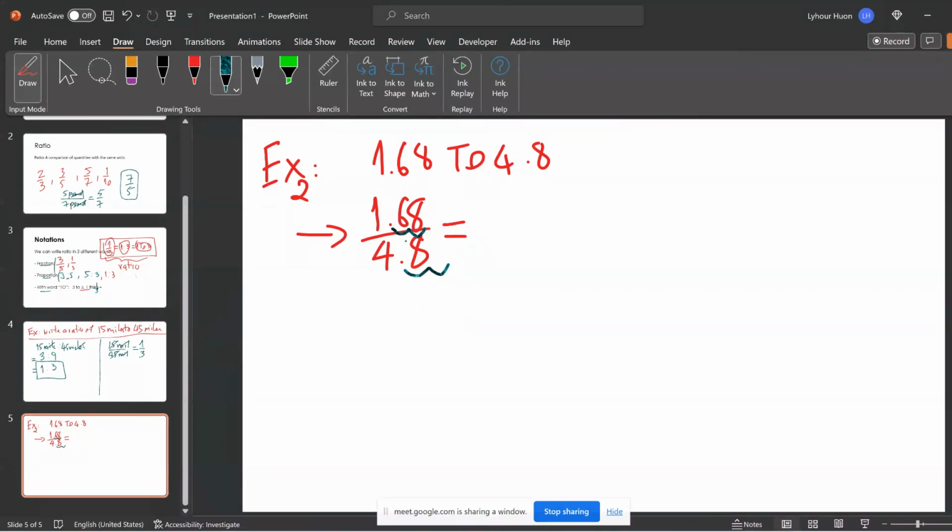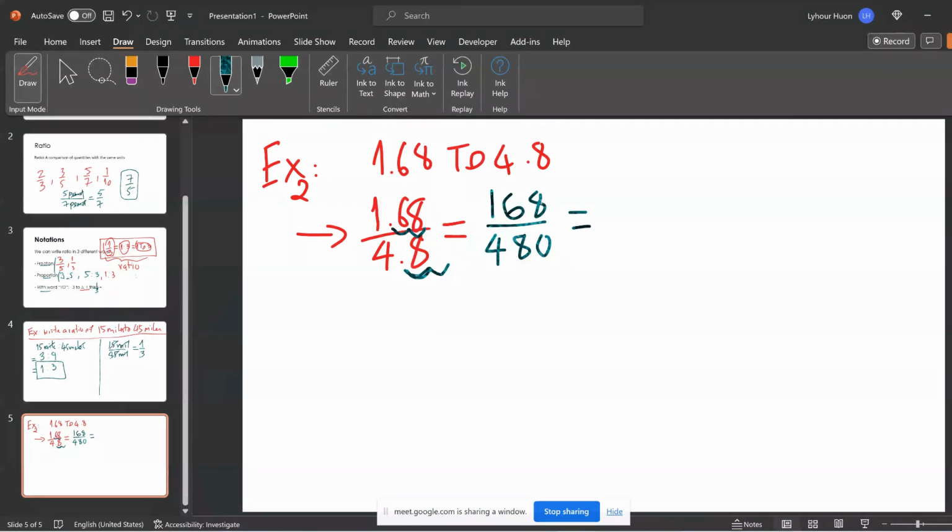The denominator has only 1 digit after the decimal. What should be the second digit after the decimal? 0, yes, 0. So we can write it as 168 over 480, right? Now this is a number over a number, so we can simplify them easily.